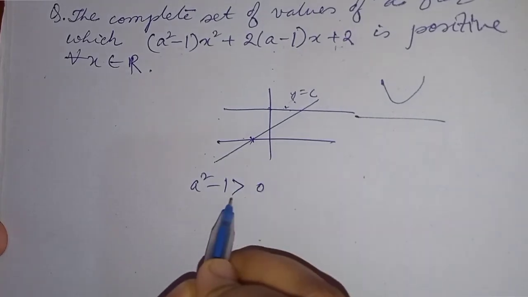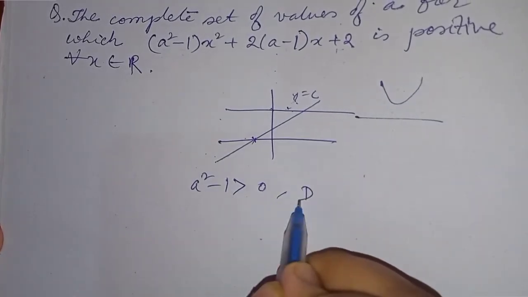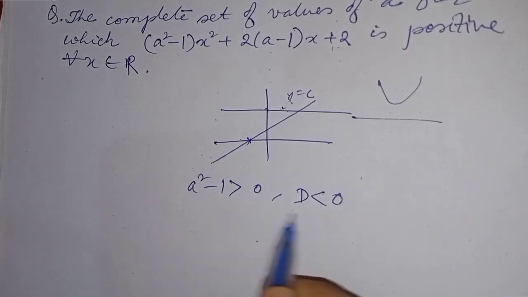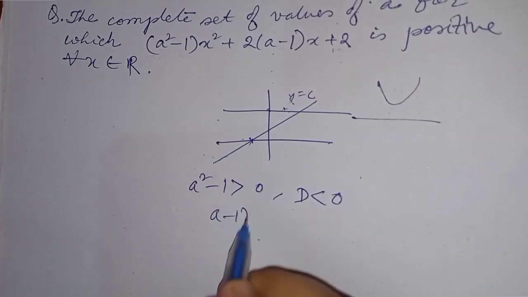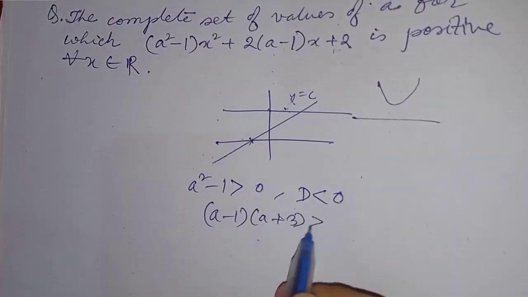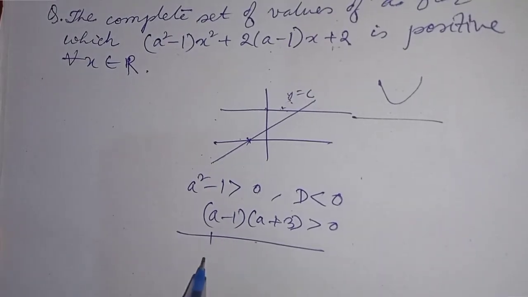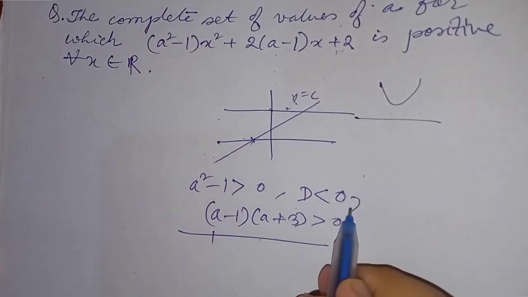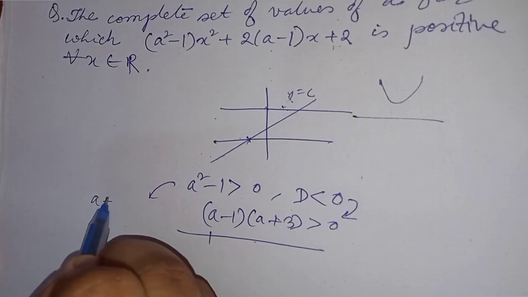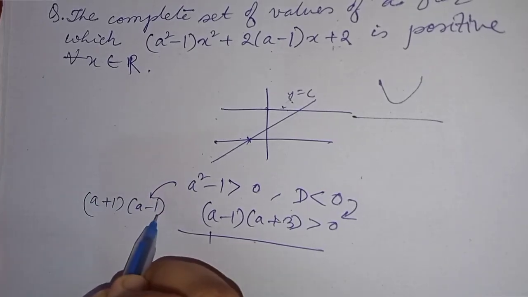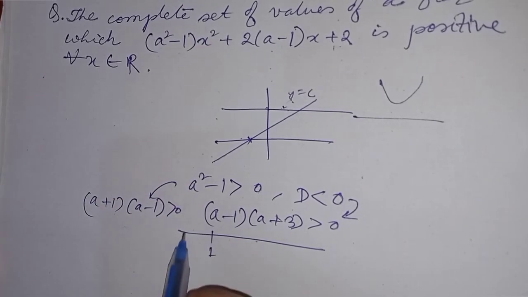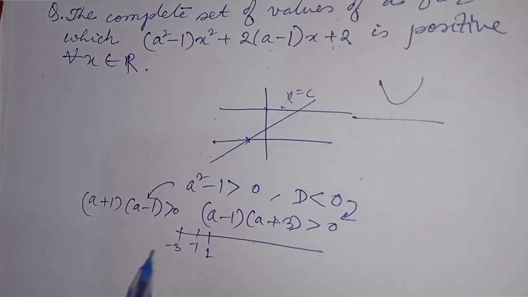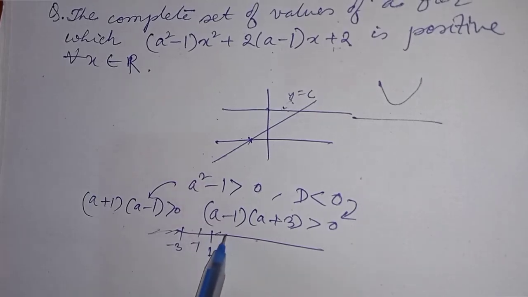Generally we have to solve like this, that is, a square minus 1 is greater than 0 and discriminant is less than 0. I am not showing the solution, but if we solve like this, we will get that a minus 1 into a plus 3 is greater than 0. In this discriminant case, and in this case we will get a plus 1 into a minus 1 is greater than 0. So it is 1, it is minus 3, and it is minus 1. So our solution space will be here.